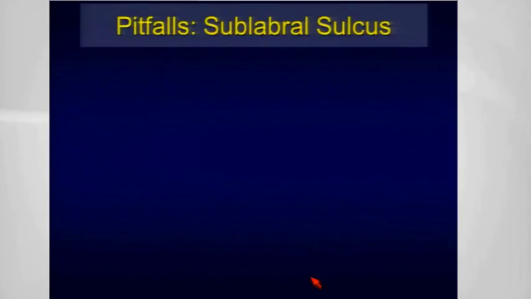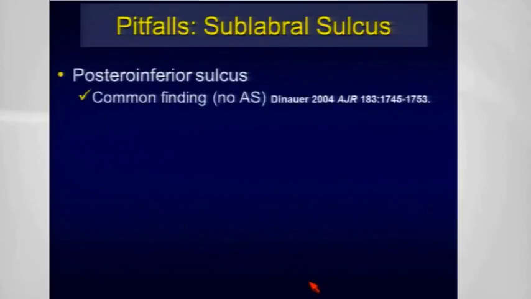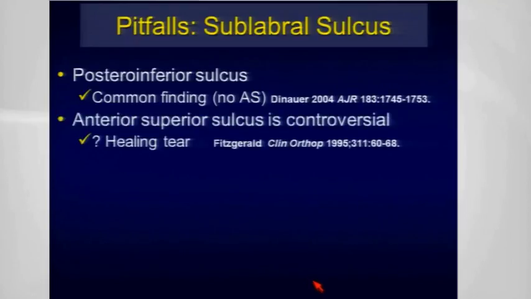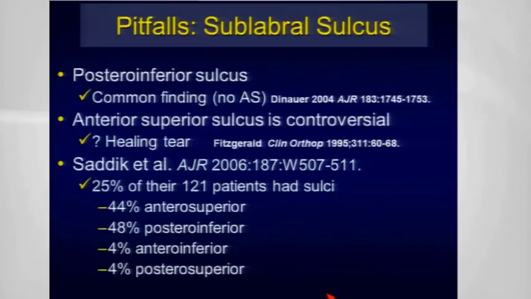So let's just talk about the sublabral sulcus. Well, the posterior inferior sulcus is found to be a common finding. The anterior superior sulcus still remains controversial. Some people believe that this is a healing tear. Looking at the literature by Sadek and colleagues in AJR back in 2006, 25% of their 120 patients had sulci, most commonly in the anterior superior and posterior inferior locations.